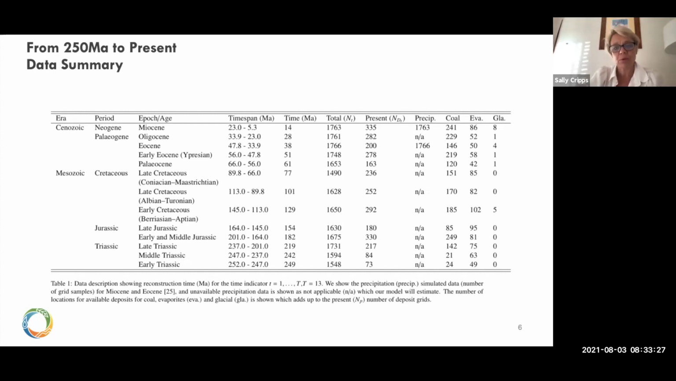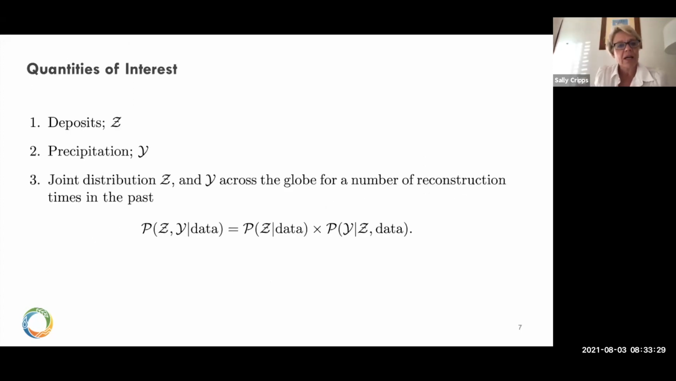So that's the data we have available, and we want to construct a model. As this slide says, we want to construct a model that models the joint distribution of deposits, which are denoted by Z, and precipitation, which is denoted by Y. That is, we want the joint distribution of Y and Z conditional on the data. Now, that joint distribution is equal to the marginal posterior distribution of Z times the conditional posterior distribution of the precipitation, where the conditioning is with respect to the deposit information. So we're going to develop a model for those 2 quantities.